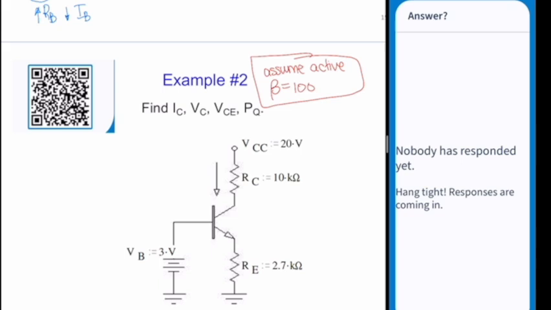So it's actually not active. It's saturated. And if it's saturated, it's IB plus IC.